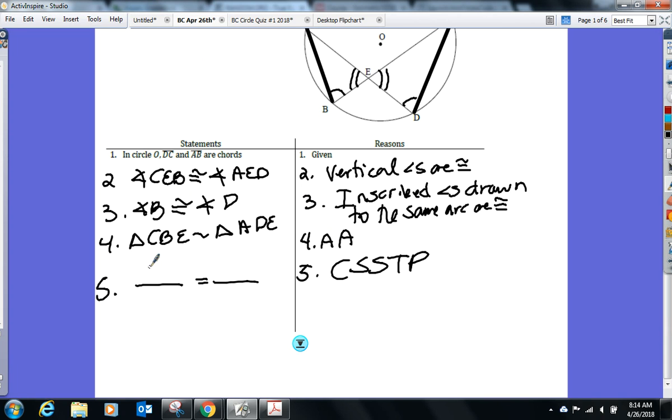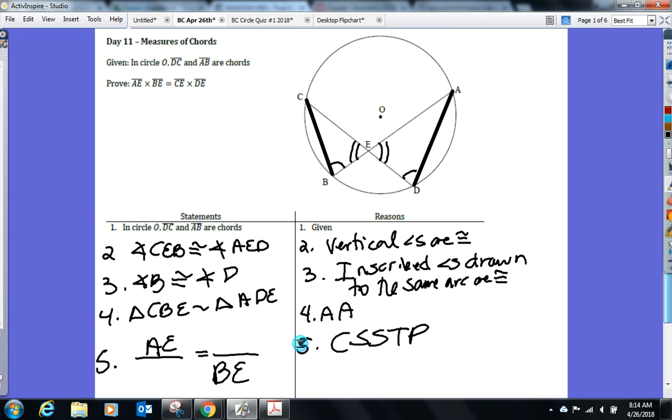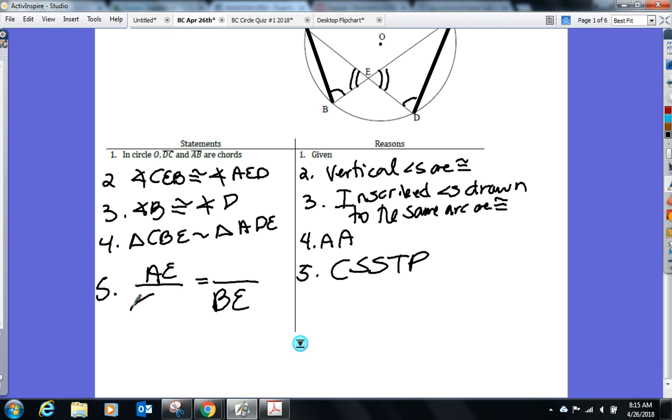So if I put AE first, where's BE going to go? It's got to go bottom right because I'm going to cross multiply. And then CE and DE can go anywhere in the remaining two spots. Now cross multiply, yep. Now I get to the end that AE times BE is equal to CE times DE.